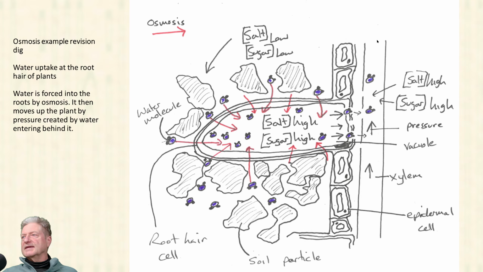And then again, the concentrations of the dissolved substances are manipulated by the plant to cause the water to move up the xylem in water transport in the plants. We'll talk about that in another lesson in the future.